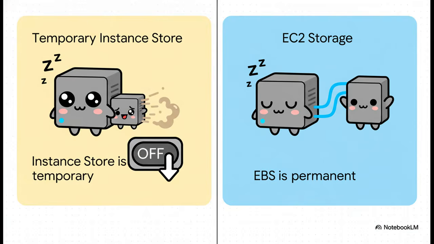Okay, this is a must-know. The difference is night and day. Instance Store is temporary. Think of it as being physically bolted to the server. If you stop that server, poof, that data is gone for good. But EBS is permanent. It's more like an external hard drive you plug in. The data stays safe and sound even if the server instance is turned off. You absolutely have to know the difference.